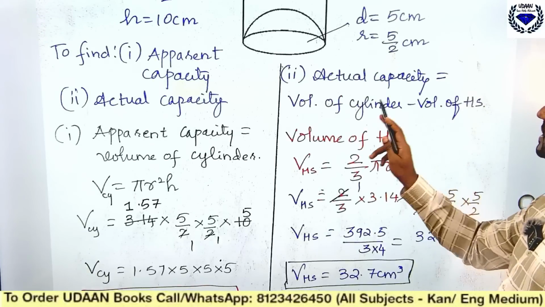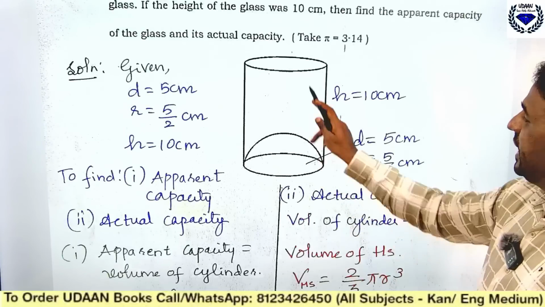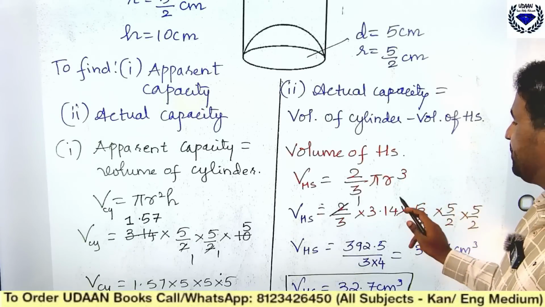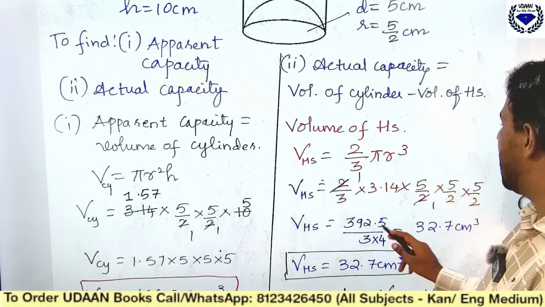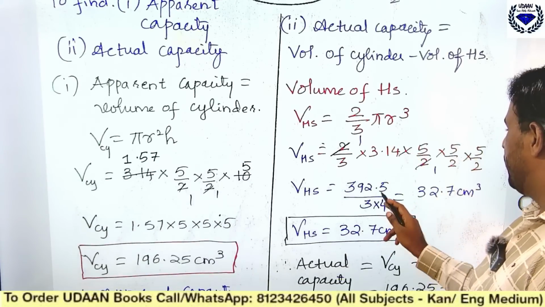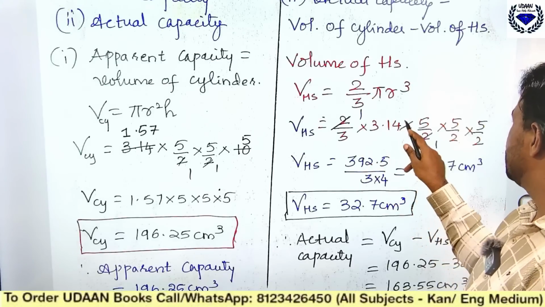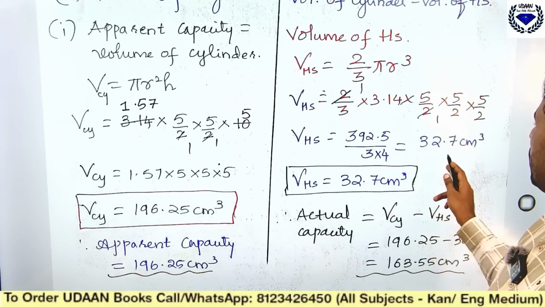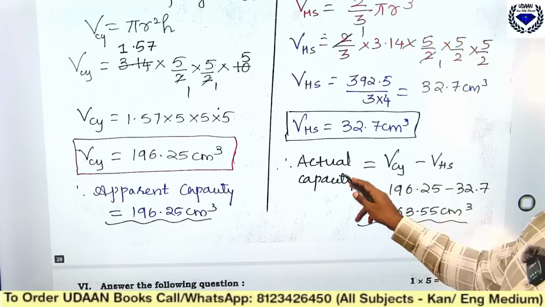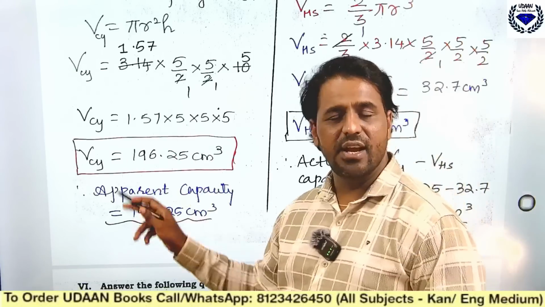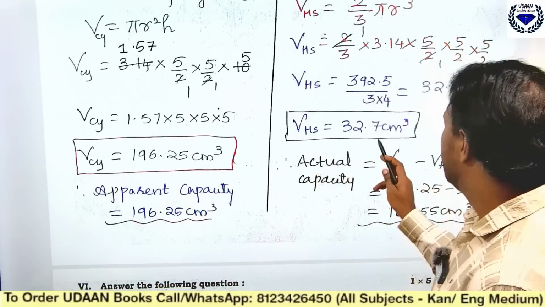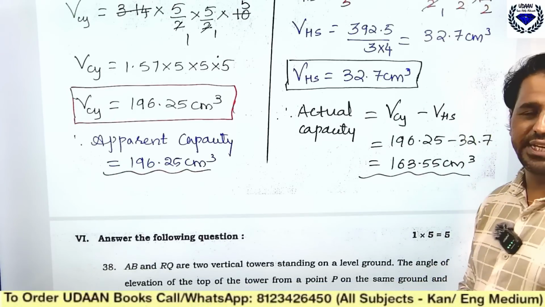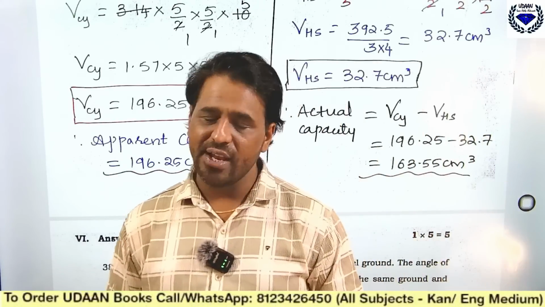Now, what is the actual capacity? Volume of cylinder, you should subtract from this the volume of hemisphere. Volume of hemisphere is 2 by 3 pi r cube. Okay, so if you just multiply 2 by 3 into 3.14 into r cube, if you just multiply and divide, you will get what? 32.7 centimeter cube. Actual capacity is the volume of cylinder minus the volume of hemisphere. If you do, you will get what? 163.55 centimeter cube. I hope you all are finding it.